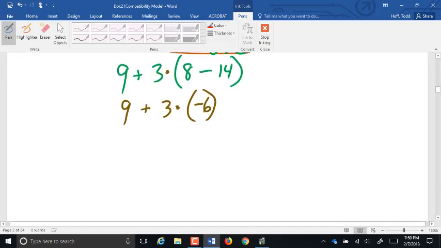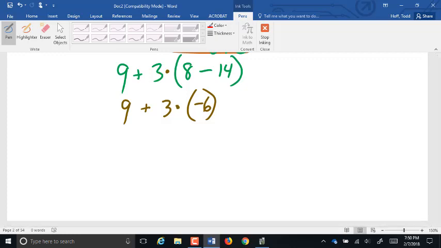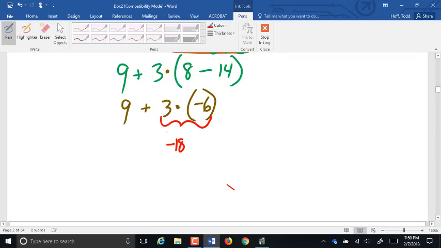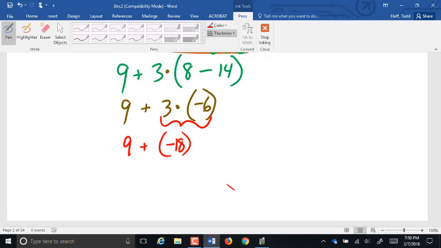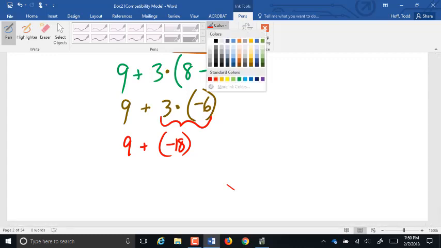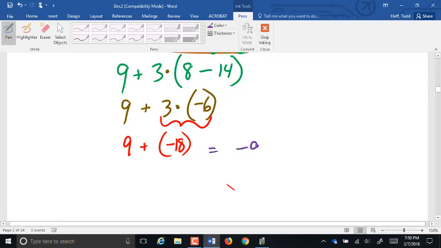Now we're done with the parentheses. We move on to the rest of the problem. No other enclosing symbols, no exponents, no powers or roots. So we've got 3 times -6, which is -18. I'm always in the habit of leaving negatives inside parentheses just so I avoid mistakes. Now I have 9 plus a -18, which is -9.